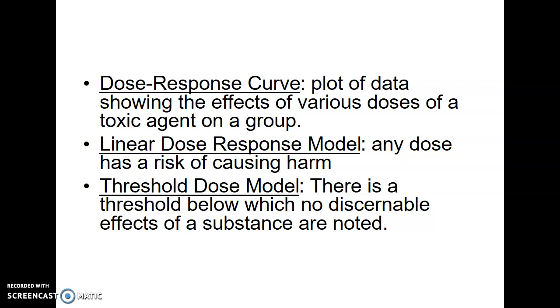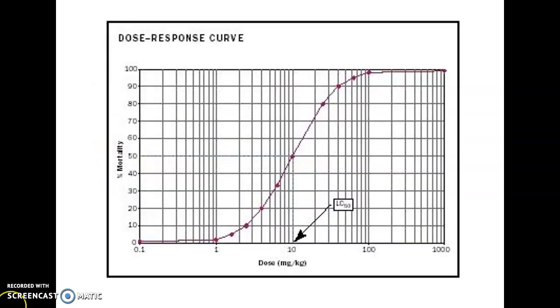Also, you have the linear dose response model, so any dose has a risk that could cause harm, and then you have the threshold dose model. Here is a dose response curve. You can see that there is the LD50. LD50 is where there's a lethal dose to 50% of the mortality rate. So if you look at this chart, the LD50 would be at 10 milligrams per kilogram. That would be the dose. So again, the dose response curve shows the percent mortality rate, or LD50, and you can tell how much of that dose it would take to kill half the population.